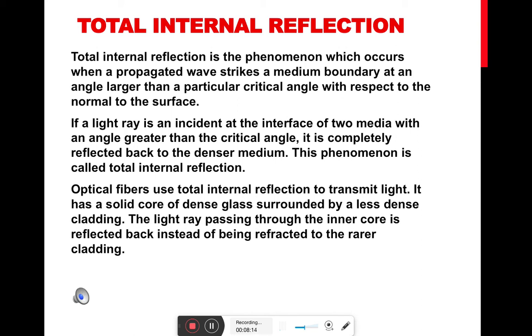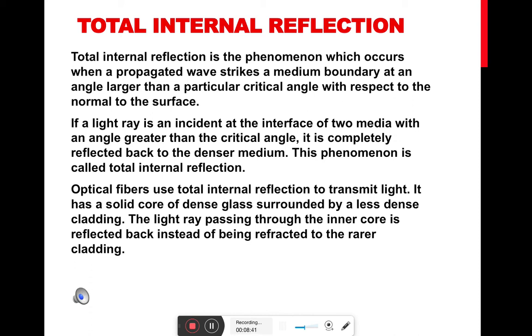So again explaining, a total internal reflection is a phenomenon which occurs when a propagated wave strikes a medium boundary at an angle greater than the critical angle. So when such a phenomenon occurs, the ray that is incident will be reflected back to the same medium. This process is called total internal reflection.